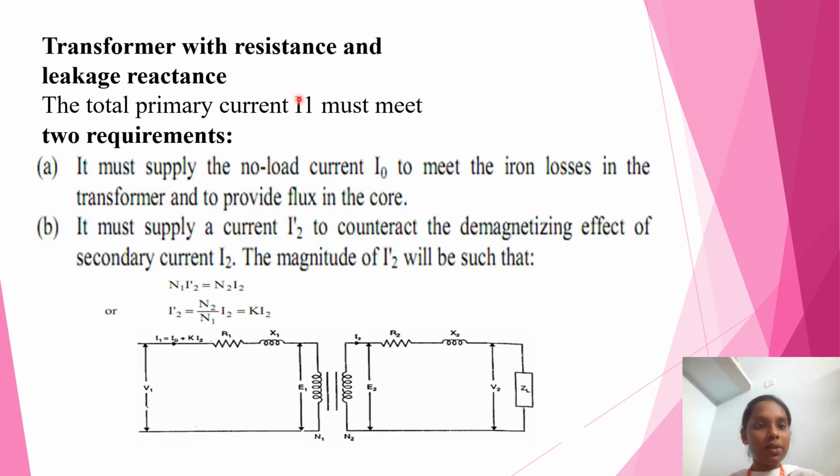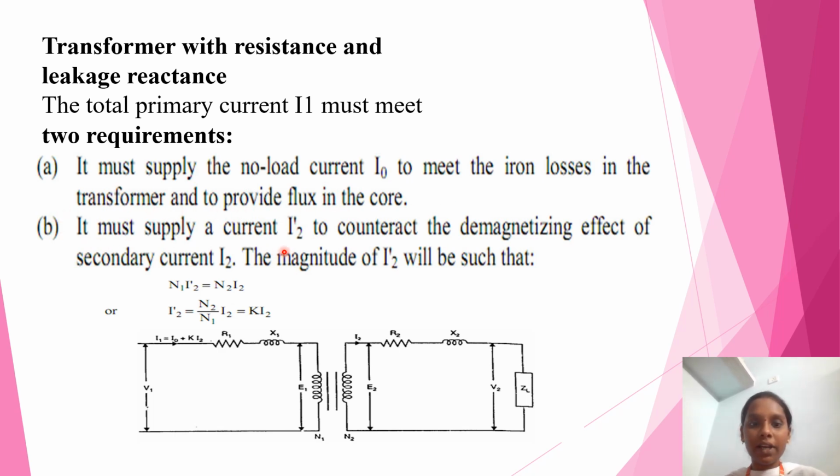Next, coming to the transformer with resistance and leakage reactance. There are two requirements in that. The first one is that it must supply the no load current I naught to meet the iron losses in the transformer and to provide flux. To provide flux in the core, we use the magnetizing component of current, Im. To meet the iron losses in the transformer, we use Iw, the working component of the current. We already know that one.